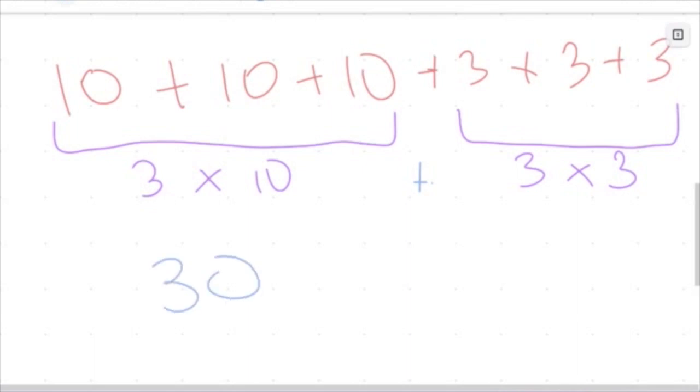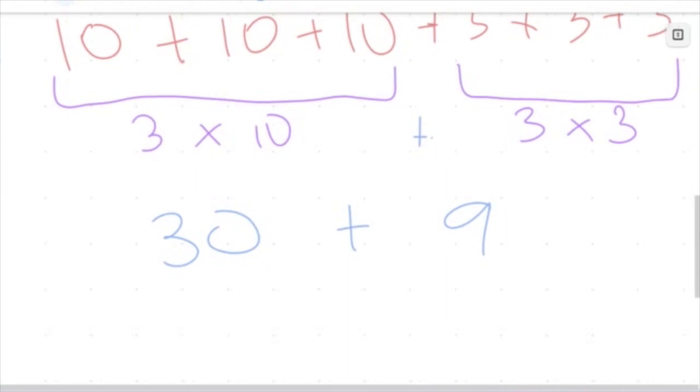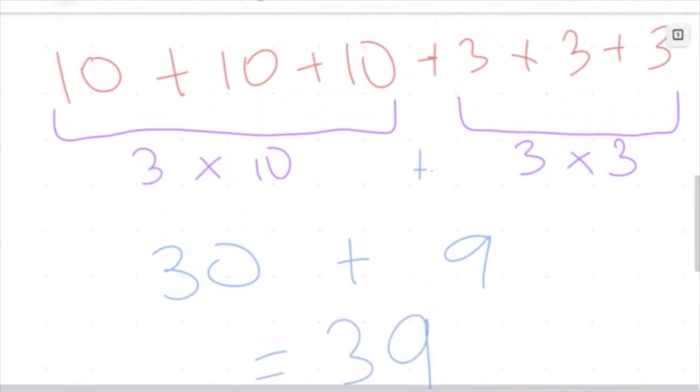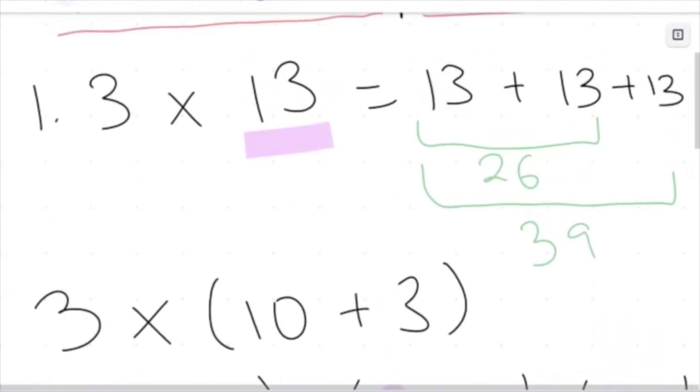I know that's 30, or just adding 3 tens. 10 plus 10 gives me 20, plus another 10 gives me 30. And to that, I'm going to add 3 times 3, which from our times tables, we know is 9, or 3 plus 3 gives me 6, plus another 3 gives me 9. So we get 30 plus 9 gives me 39. Now that's the same thing we got up here. We got 39 as well.